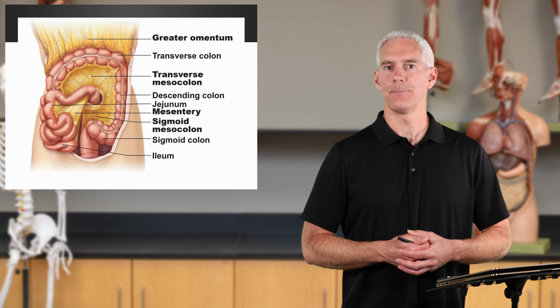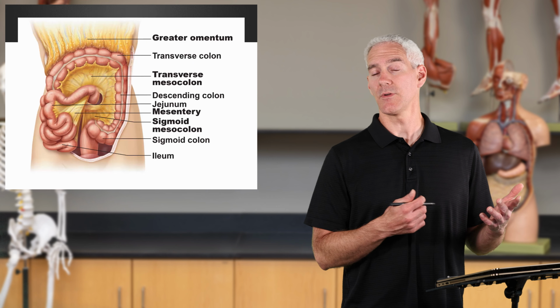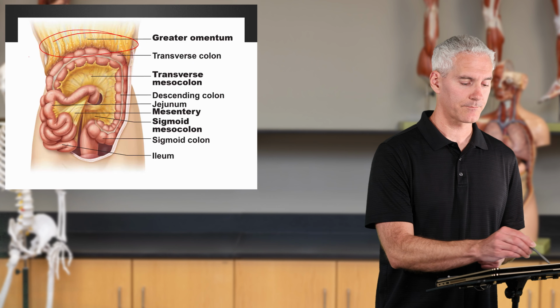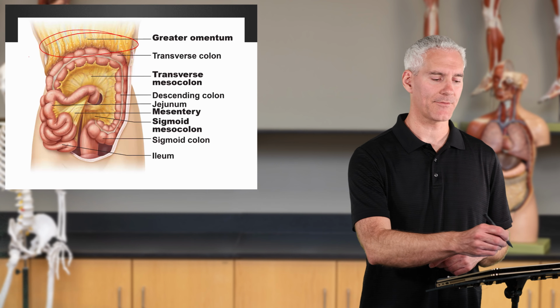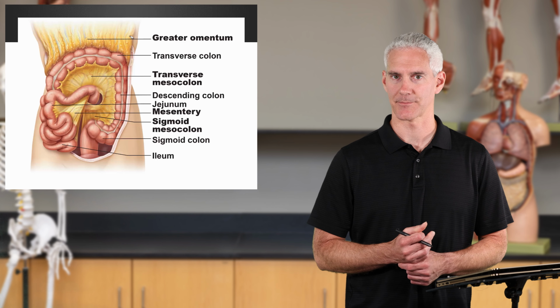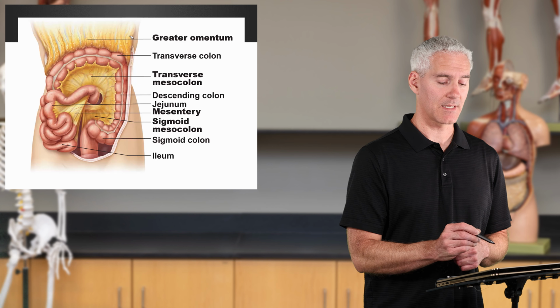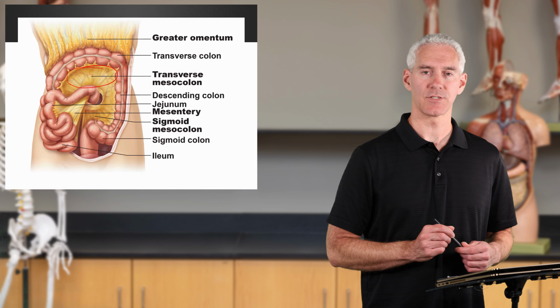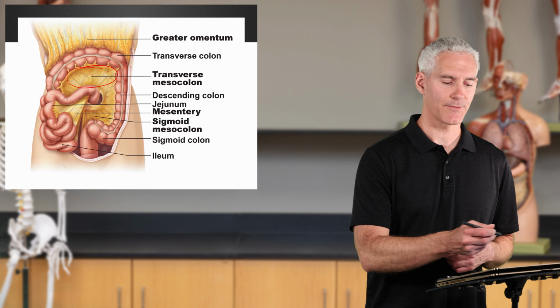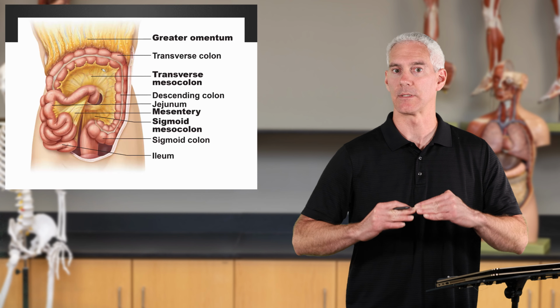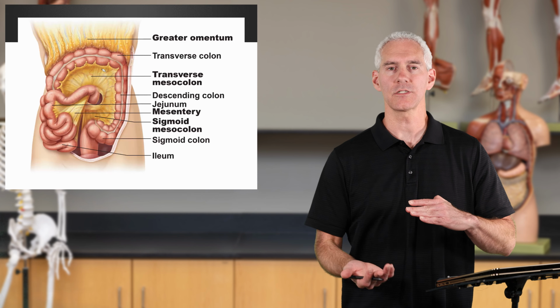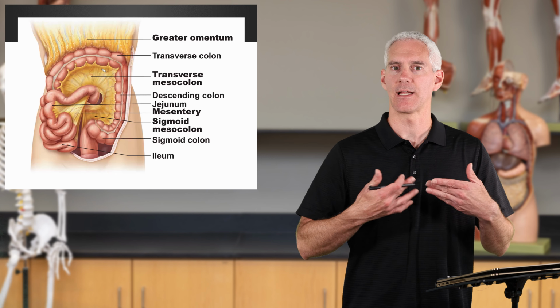Now looking at some membranes for a second. Some of these we've seen. The greater omentum, we've already talked about with the stomach. The greater omentum came off the greater curvature of the stomach. But what's new is this transverse mesocolon. The transverse mesocolon is really trying to anchor and keep that transverse colon in place while also allowing for a place for blood vessels and nerves to travel.